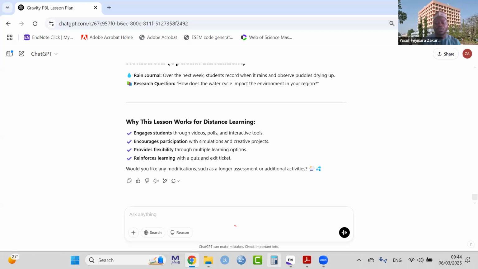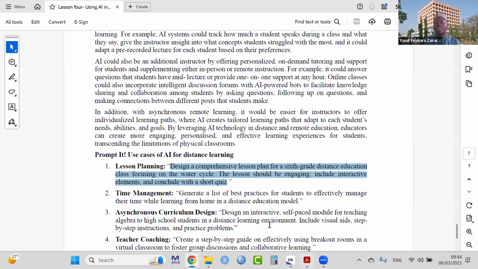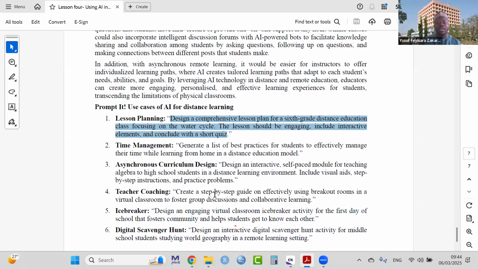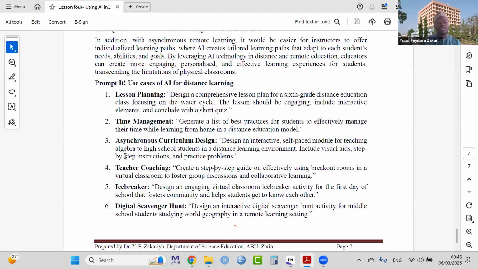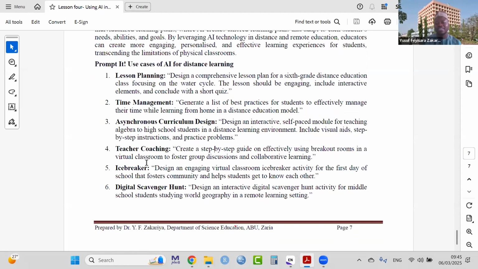All right. So this is one way to use AI for distance learning or remote learning in planning the lesson. You can use it also for time management. So this is a prompt through which you can generate a list of best practices for students to effectively manage their time while learning from home in a distance education. So it can be used for asynchronous curriculum design, teacher coaching, icebreaker, digital scavenger hunt.